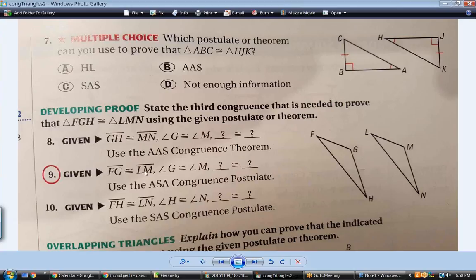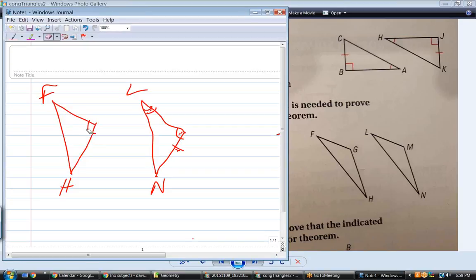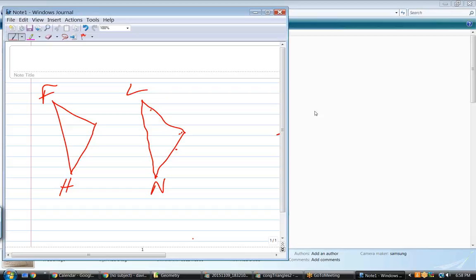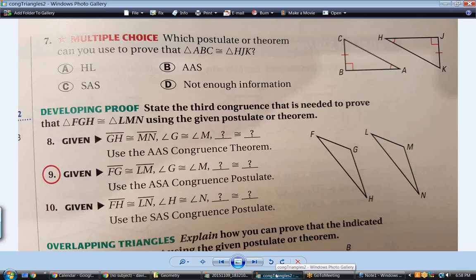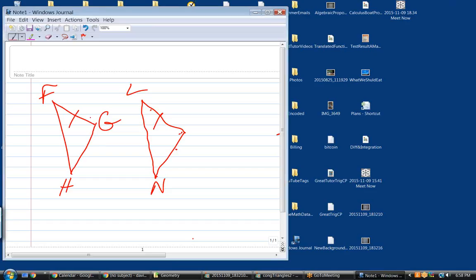Now, if I knew that FG was equal to LM, and that G was equal to M, and they want me to prove it using angle, side, angle, which angle do I need to be the same? It would just be F and L again. Correct. Yeah.